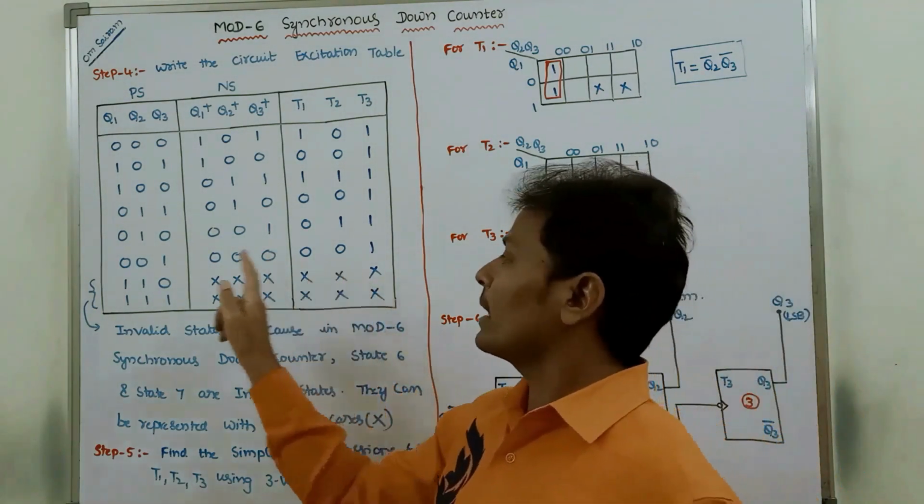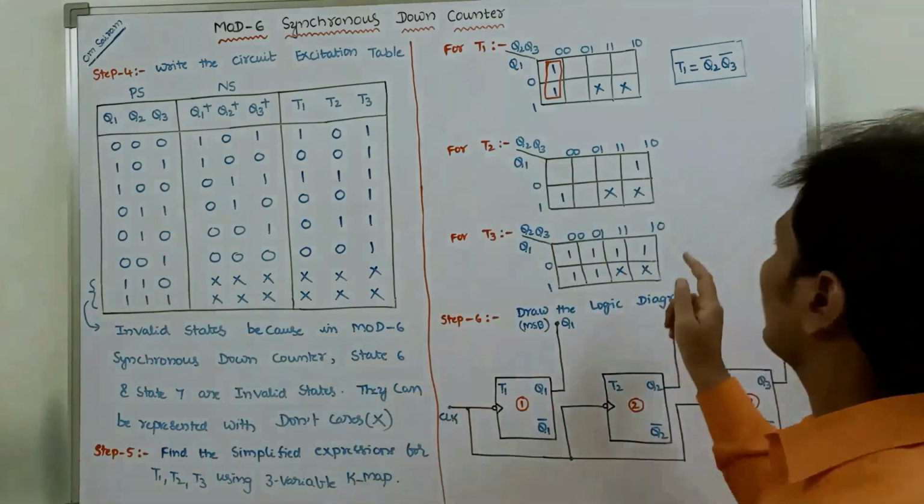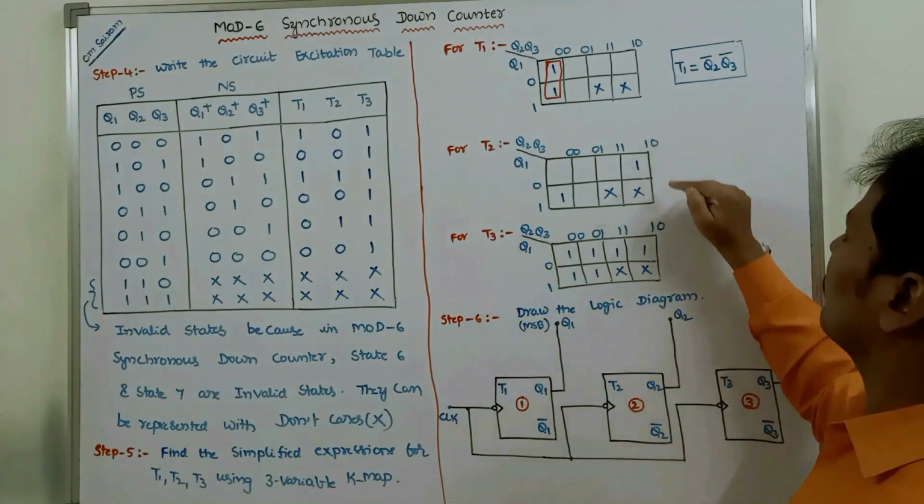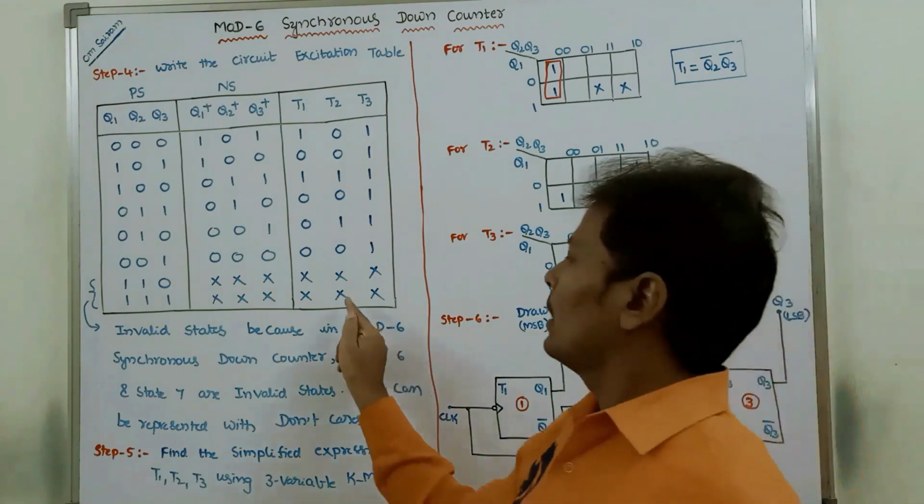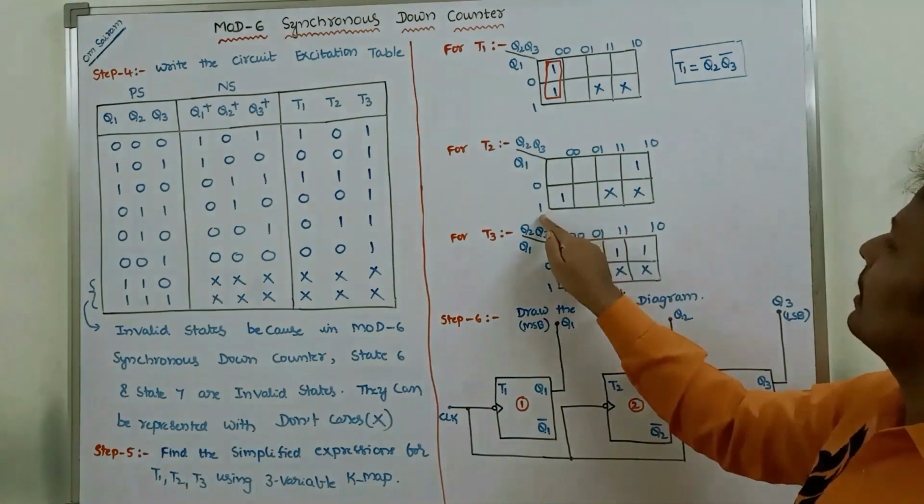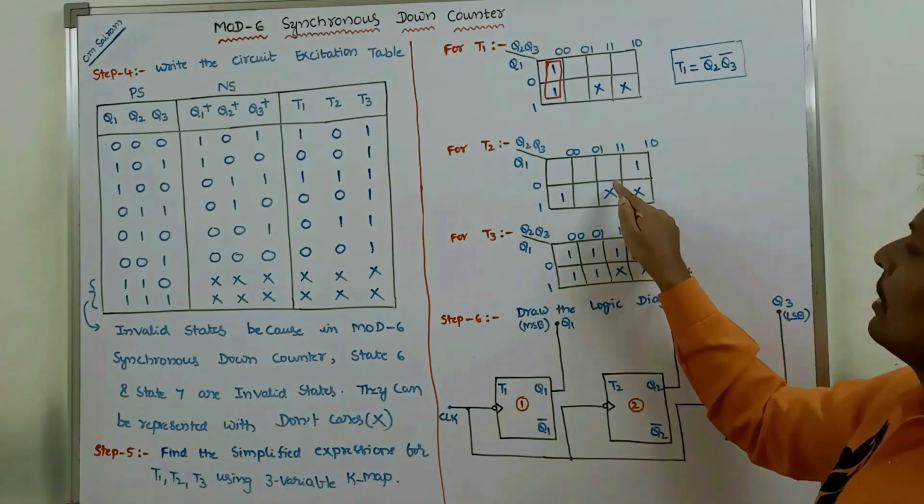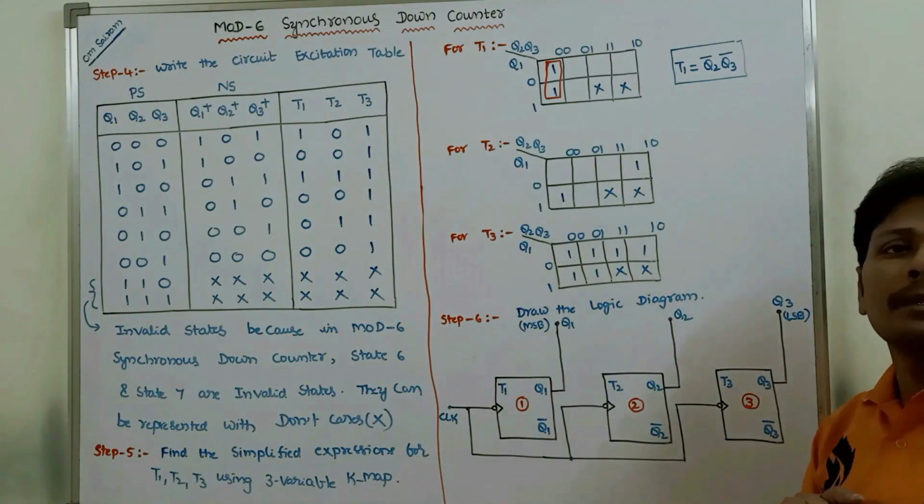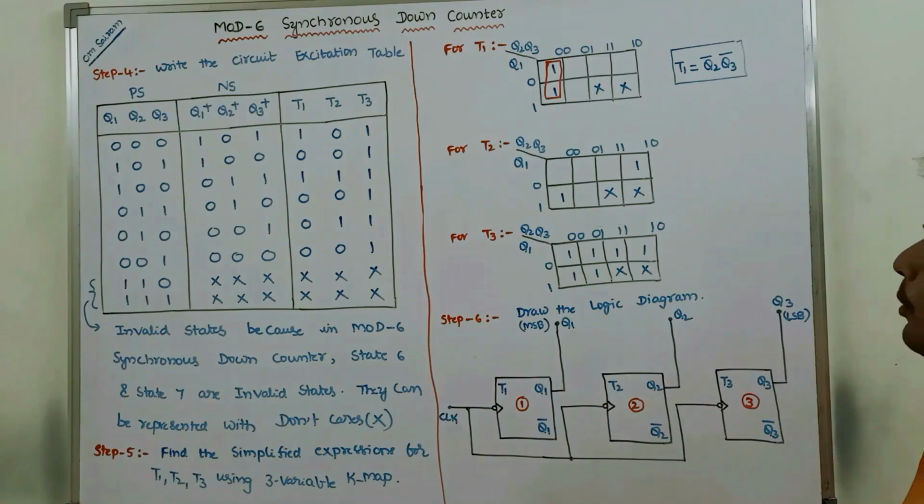And this don't care is there. The corresponding input combination is 1, 1, 0. Here 1, here 1, 0. We are placing don't care. Here don't care is there. The corresponding input combination is 1, 1, 1. Here 1, here 1, 1. So at 1, 1 cell we have to place a don't care.